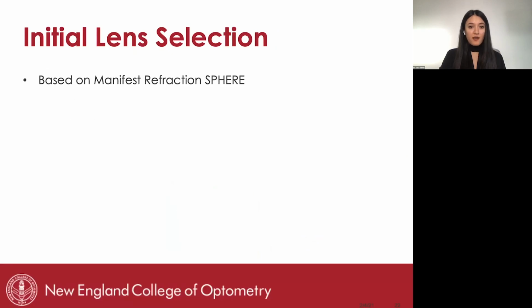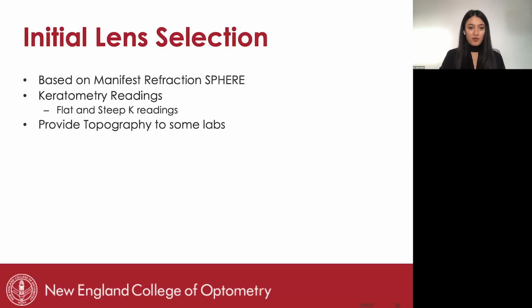The manifest refraction sphere is what we need for the initial lens selection, at least for the Paragon design, and then both flat and steep keratometry readings. Like I mentioned, some labs do, we use another lab called Euclid that actually wants the baseline topography as well. Some labs like to have the topography, and they want to make some changes based on the entire topography of the cornea.